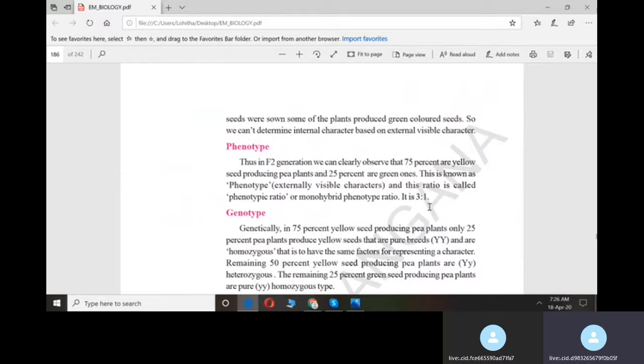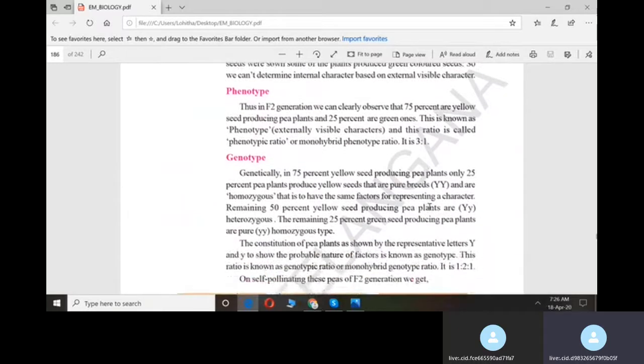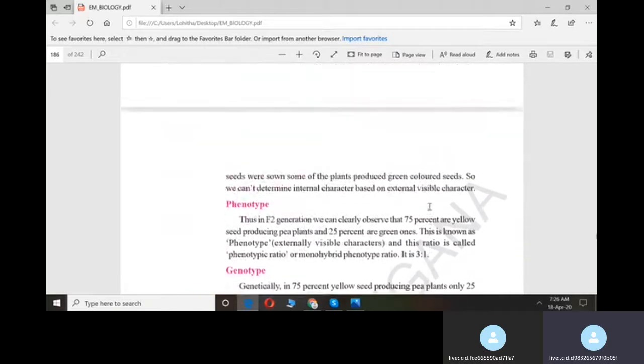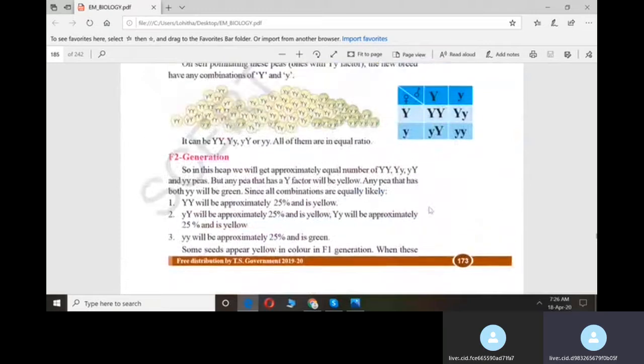Understand? And what is a genotypic ratio? In genotypic ratio, what is showing pure one? Let us see pure one. We'll go to the same table again, and we'll understand very clearly. Pure one is only one is there.